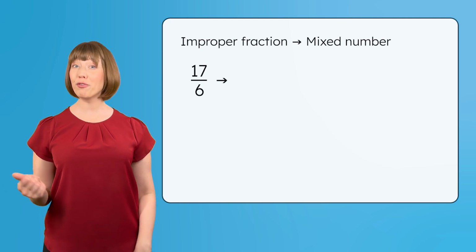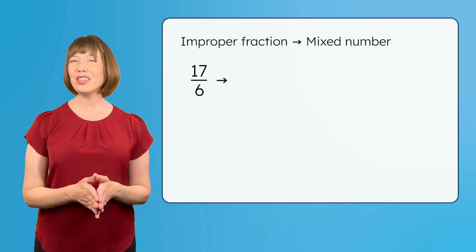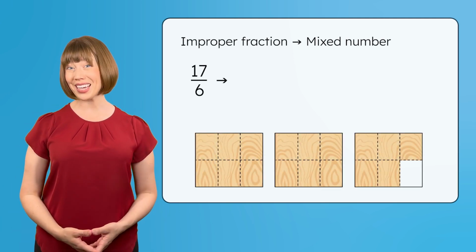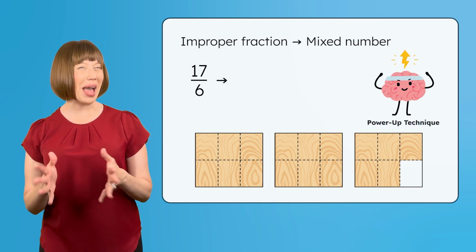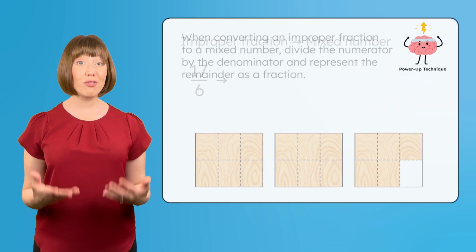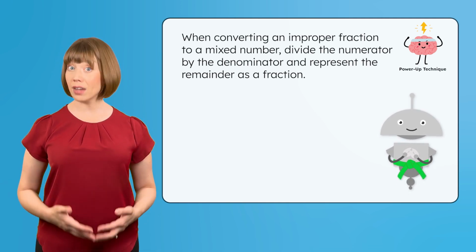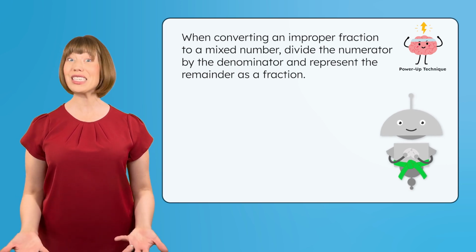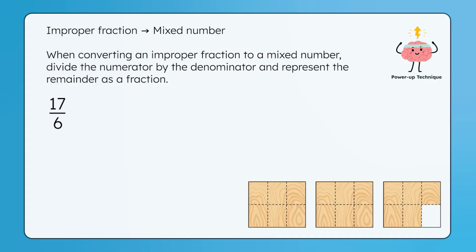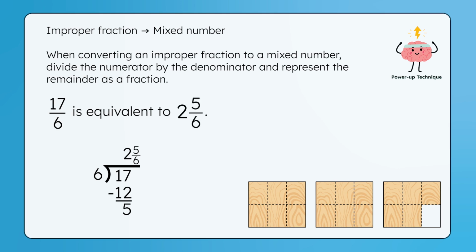To convert an improper fraction to a mixed number, we can use a visual model like the ones we've been using, or a power-up technique. When converting an improper fraction to a mixed number, divide the numerator by the denominator and represent the remainder as a fraction. We can use our breaking boards as an example. 17 divided by 6 equals 2 with a remainder of 5, or 2 5/6. And 17/6 is equivalent to 2 5/6.